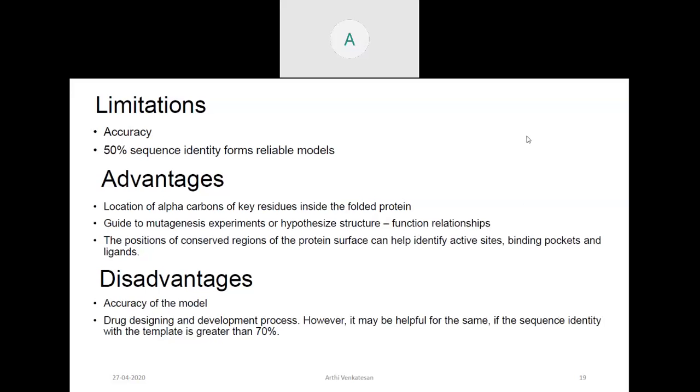For drug designing and development, you cannot say it's a disadvantage. Instead of using an X-ray crystal structure it is a little difficult, but it may be helpful if the sequence identity with the template is greater than 70. In the previous slide I mentioned it is 67%, so if you take it for drug designing and development, you will not get an accurate drug or vaccine. But if you have 70% or above 80% identity, you can consider it a good model. So with this, I'm ending the session. If you have any doubts, you can ask.